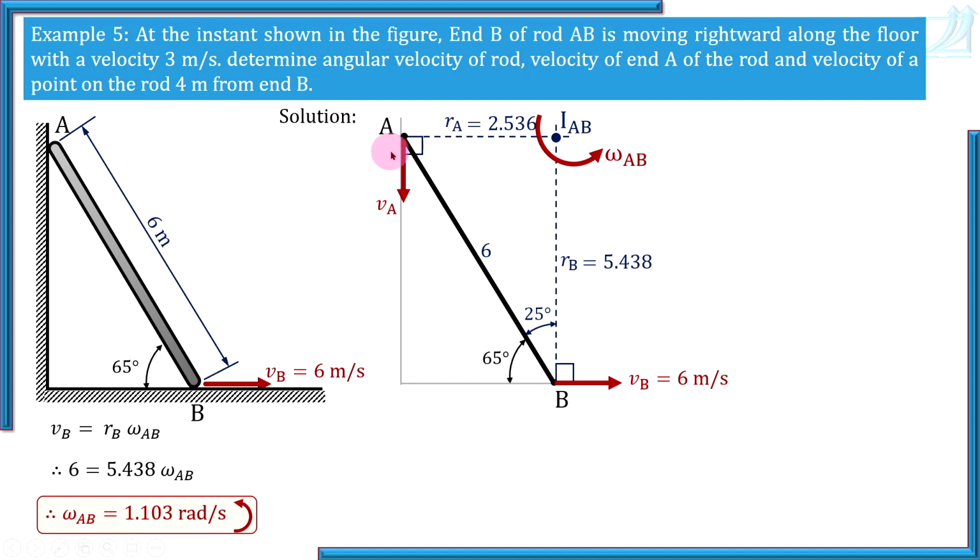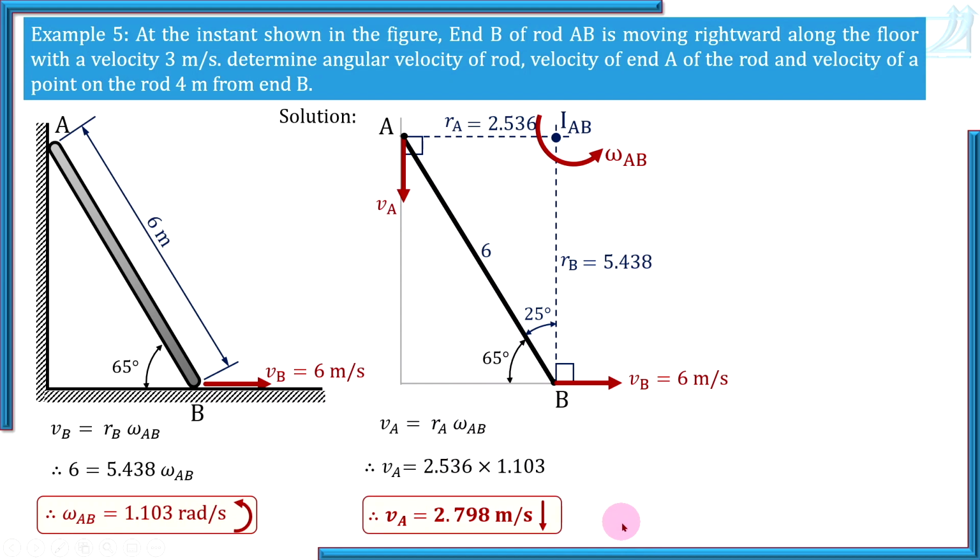Now VA you want to find out. Simple. VA is equal to RA into omega. RA is 2.536 and omega is 1.103. So we have found out VA, and direction is also known to you. Just show it in the answer. So VA, simple. Once you get ICR, you will be able to find the velocity of any single point on the rod. Say you want to find the velocity of the midpoint, say M. So Vm is equal to Rm into omega.